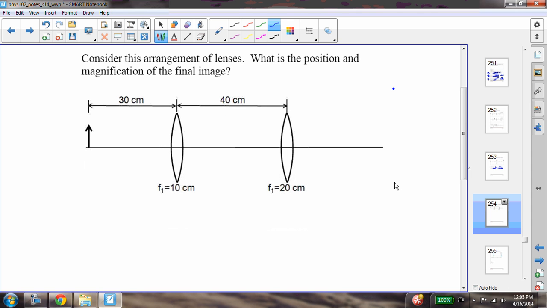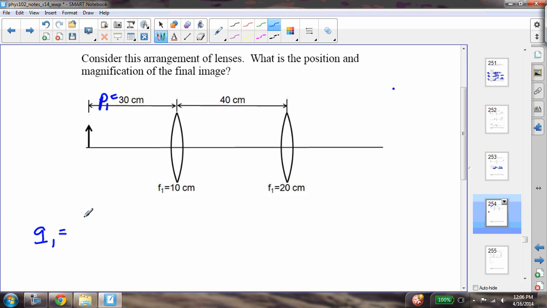Let's just jump right in and do an example. So consider this arrangement of lenses. I want to know the position and the magnification of the final image. So my first thing to do is to find the image distance for the first lens. I'm going to call this P1, and I have F1, and now I want to know what is Q1.